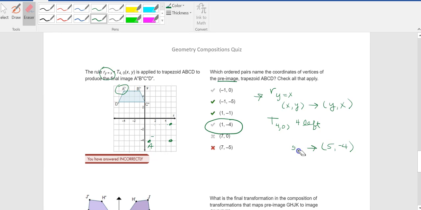Just erase this first. We don't have too much stuff in the way. Erase these points here.